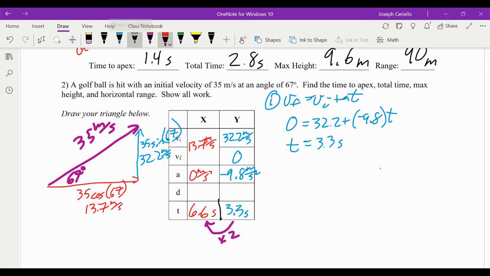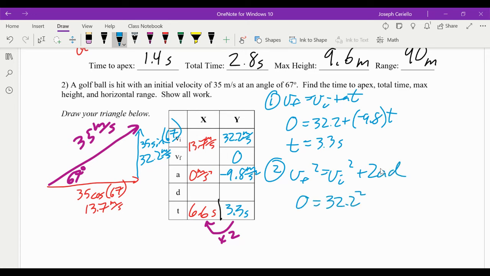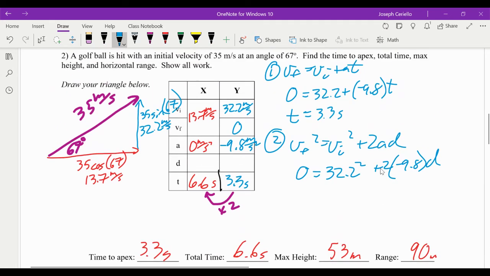Now to get the max height. Max height is in the y direction. So again, we can use 3.3 to solve for it. We can do d equals VIT plus 1/2 AT squared, but again, maybe that 3.3 is a little bit wrong. Maybe it's a little bit too rounded. So let's use our givens. VF squared equals VI squared plus 2AD. So VF is 0. VI is going to be 32.2 squared plus 2, negative 9.8 D, and D should come out to be a pretty big number, 53 meters.